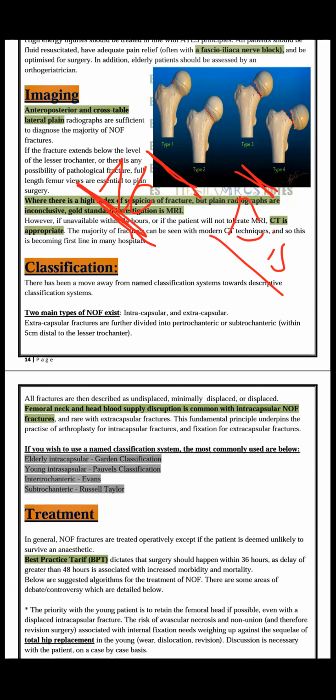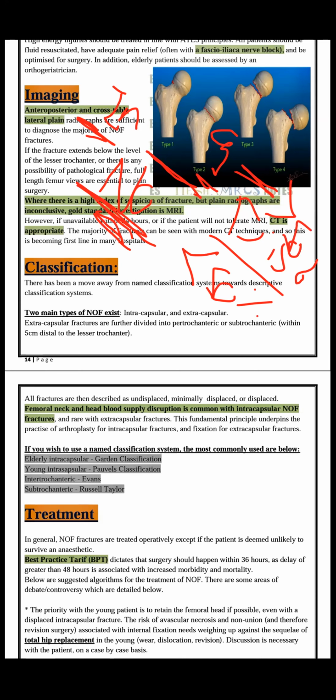In type 1, you will have an incomplete fracture, but type 2 is a complete fracture. So type 1 is an incomplete non-displaced fracture, and type 2 is a complete non-displaced fracture. So this is type 1 and 2. This is easy. What about displaced fracture? This is type 3, displaced fracture less than 50%, while type 4 is displaced fracture more than 50%. This is called the Garden classification.